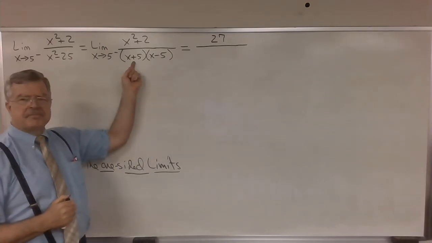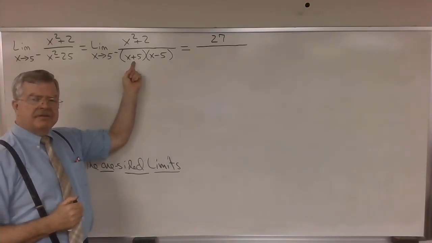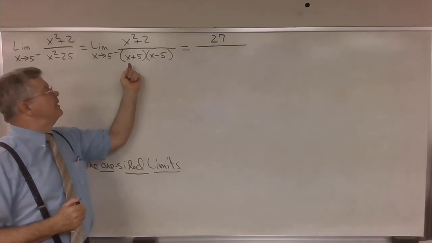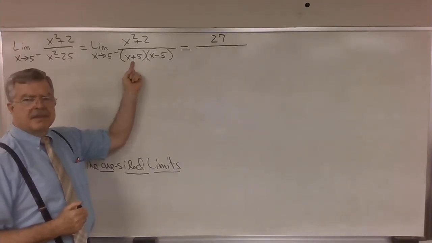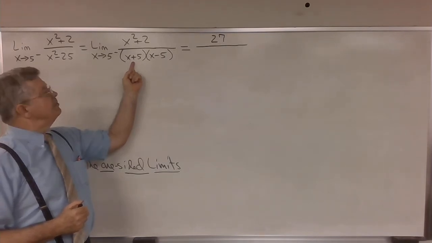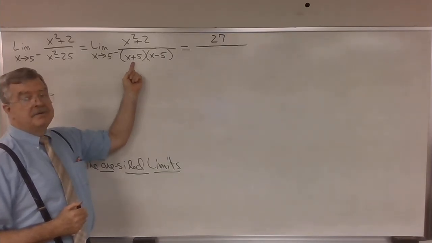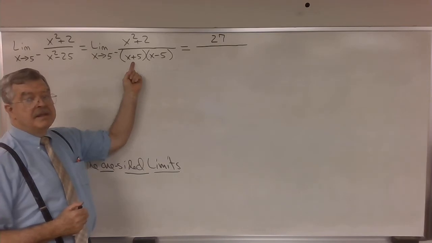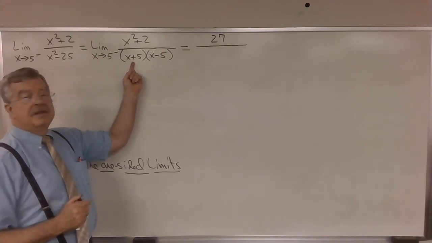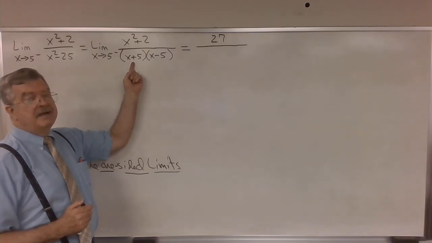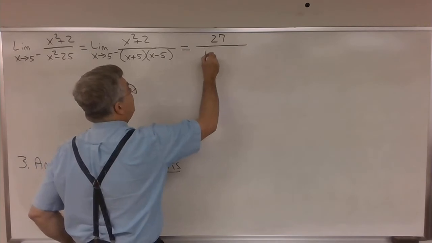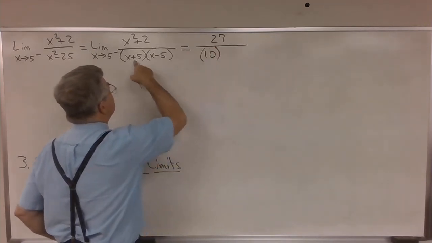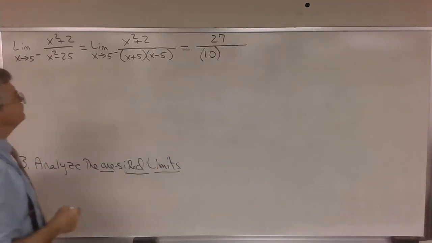Similarly, as x gets closer and closer to 5, what happens to x plus 5? Isn't x plus 5 going to be really close to 10? It's going to be so close to 10 that we won't be able to tell the difference between x plus 5 and 10. So I'm going to write a 10 here for this first factor.